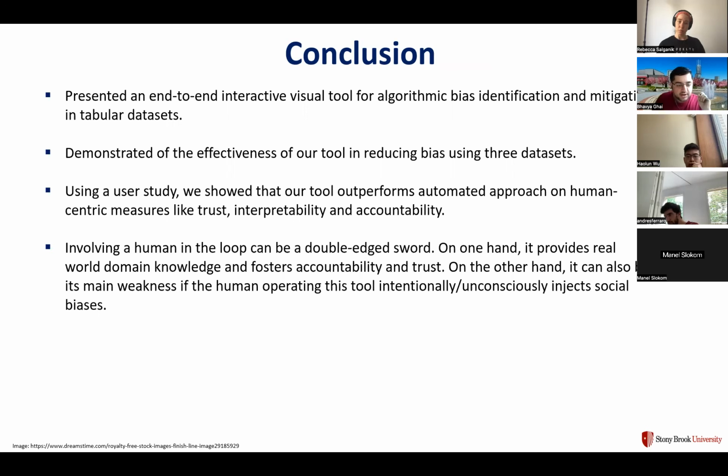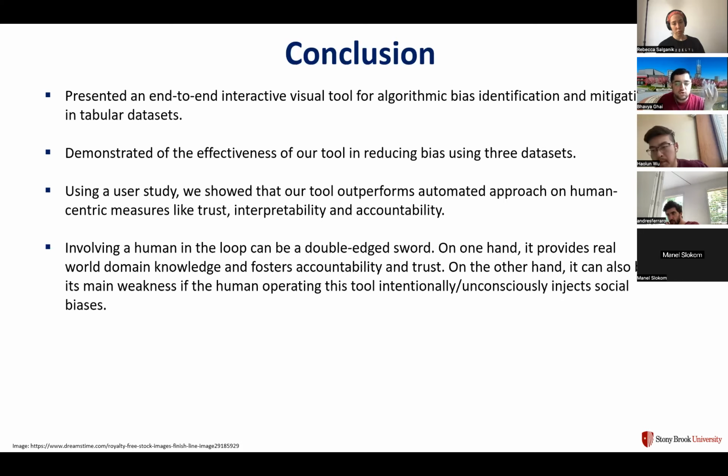A very important point here is that involving a human in the loop can be a double-edged sword. On one hand, it provides real-world domain knowledge and fosters accountability and trust. But on the other hand, it can also be its main weakness because the human operating the tool can intentionally or unconsciously inject their own biases as well. In the paper, I have shown a case where our tool can be misused by a malicious user to exacerbate the bias even more than what it was before.